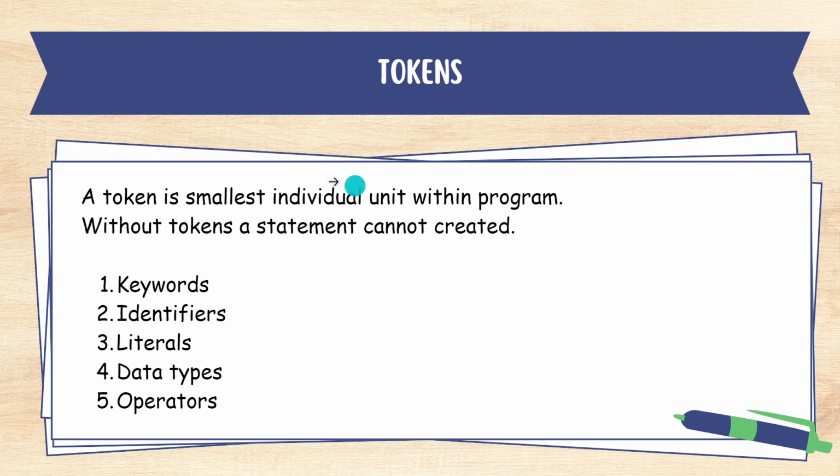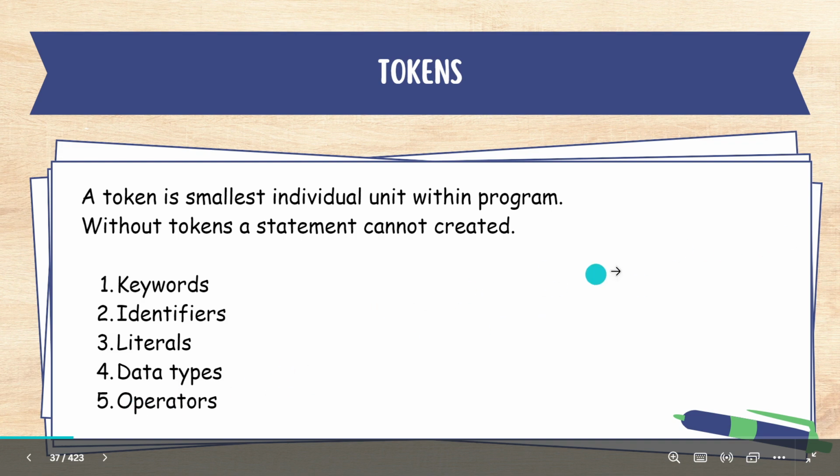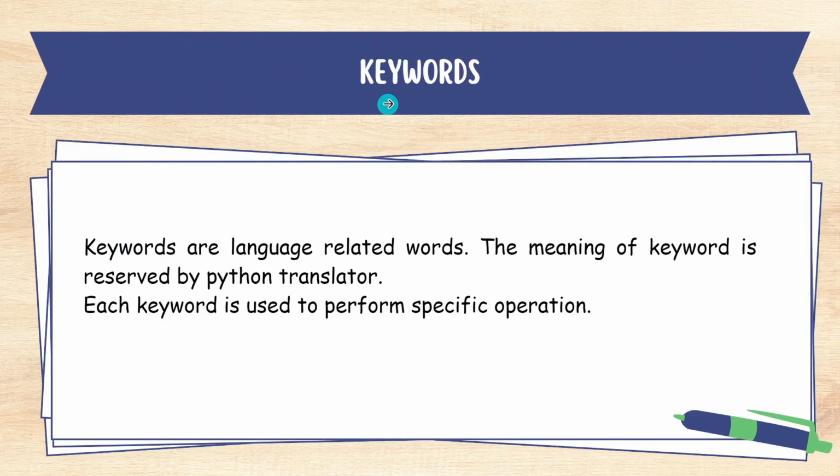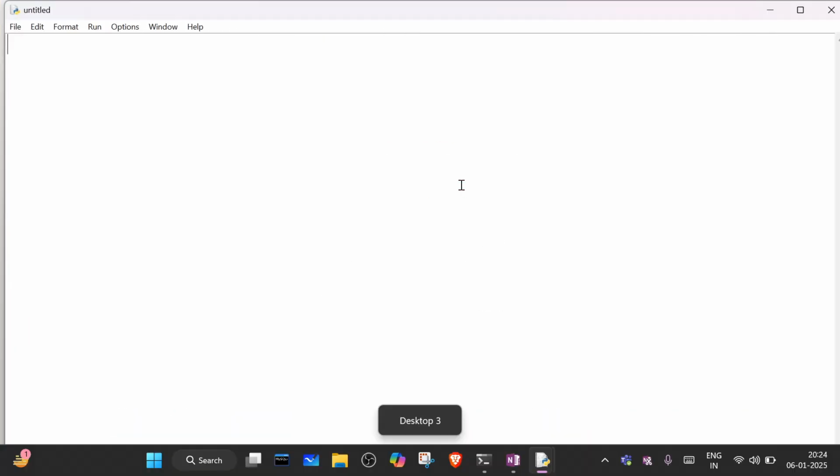So whenever we create a program, our program may contain keywords, identifiers, literals, data types and operators. So what is the meaning of keywords and literals? Let's see. Keywords are reserved words which we cannot use as an identifier. Keywords are language-related words. The meaning of a keyword is reserved by the Python translator, meaning our PVM, Python Virtual Machine, already knows the meaning of keywords. And what are the keywords in Python?